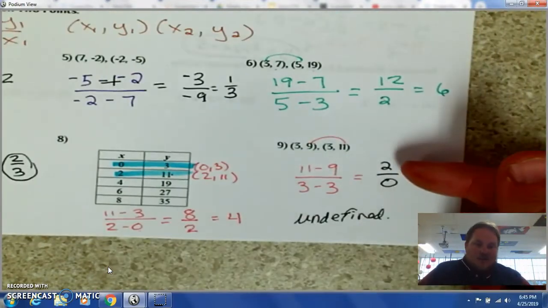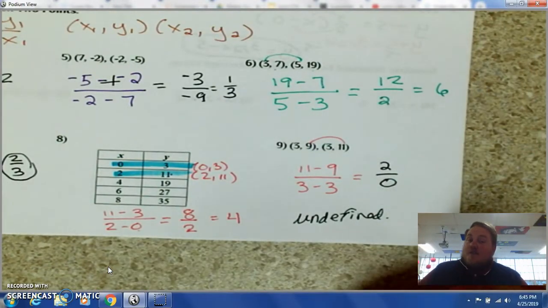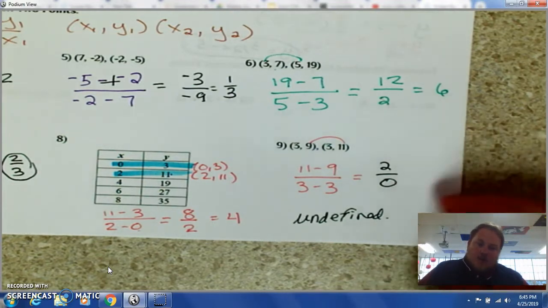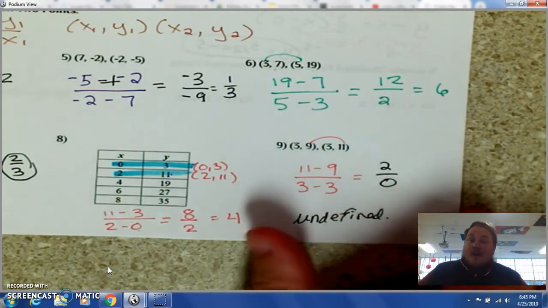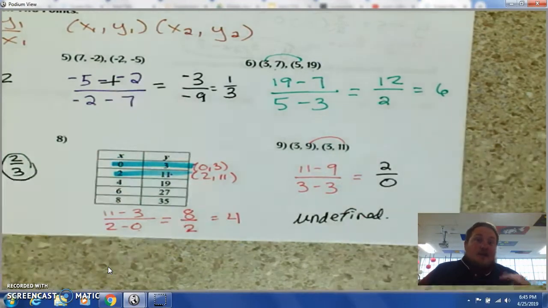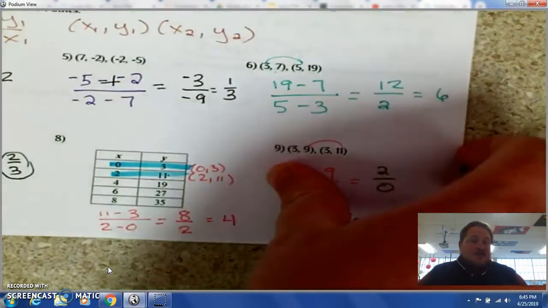If you get a 0 on top of the fraction bar, then the slope is 0. If you get a 0 underneath the fraction bar, then it's undefined. So again, under is undefined, on top it's just a 0.